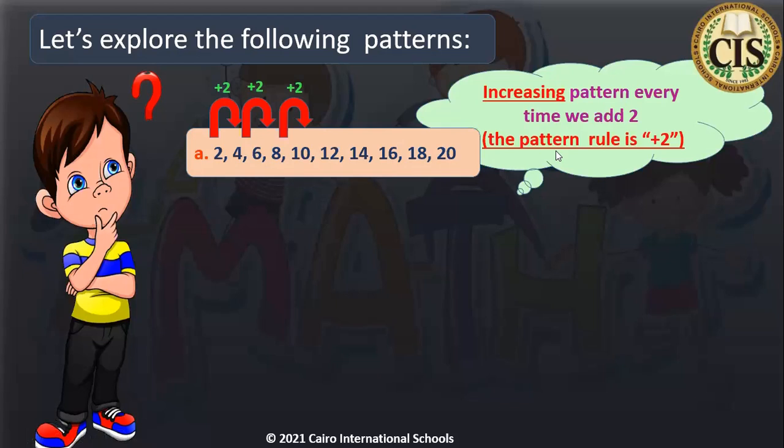Adding 2 means the pattern rule is plus 2. So plus 2 is called a pattern rule. What's meant by pattern rule? It means that each time we are adding 2. Okay?